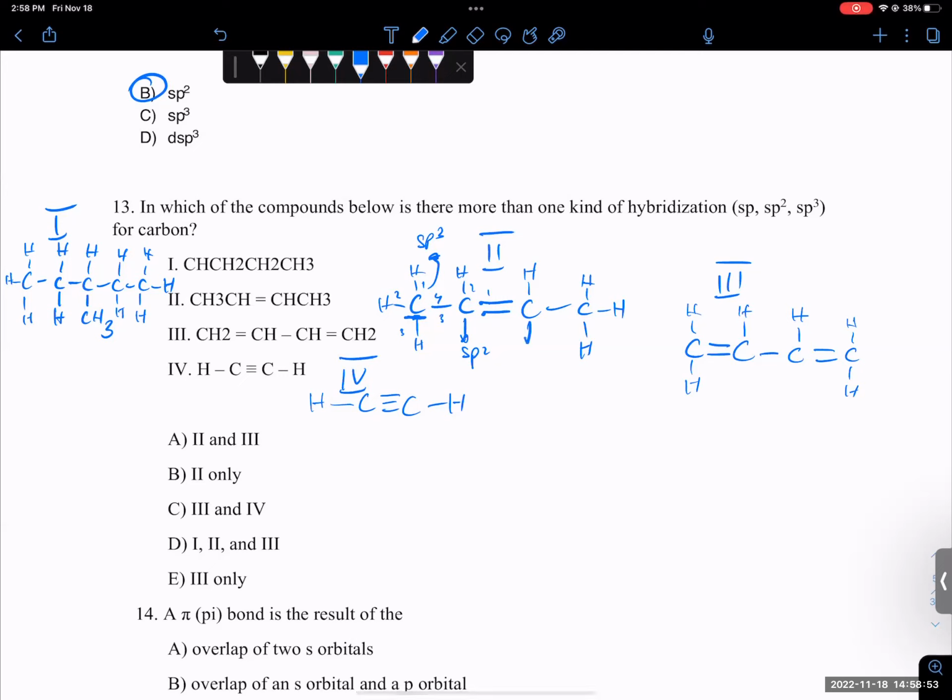What about this card? SP2 again, so same exact thing. So one here, two here, three here, three things attached, that's SP2. Now, what about this end CH3? SP3. Not CH3, the carbon. SP3, exactly. Thanks, Michelle. So SP3 hybridized, the last one.